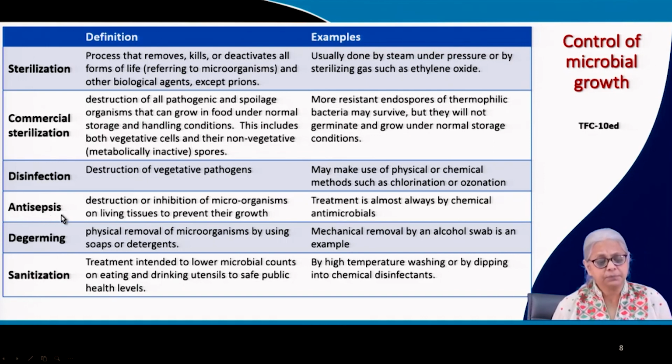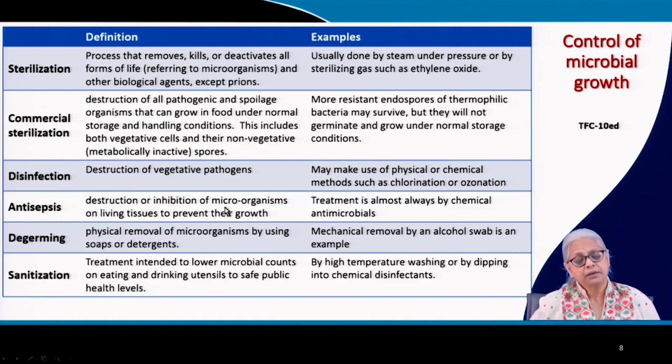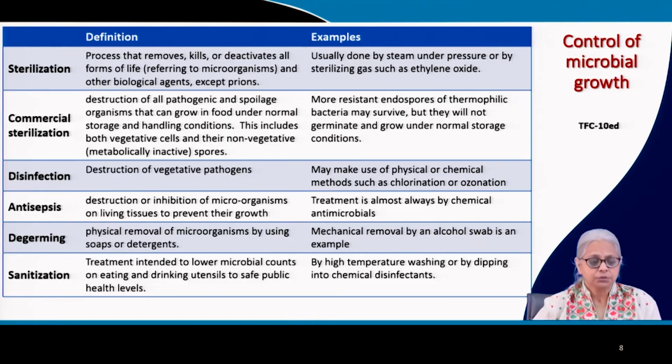Then we come to antisepsis. Antisepsis is where, let's say, most of us have experienced this. When you get a cut or a bruise or some minor injury, what do you do? You reach for an antiseptic solution. So destruction and inhibition of microorganisms that are likely to grow on living tissue is to be prevented, and antisepsis is the way to do that. Chemical antimicrobial solutions are generally what is used.